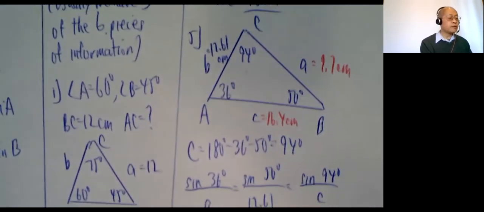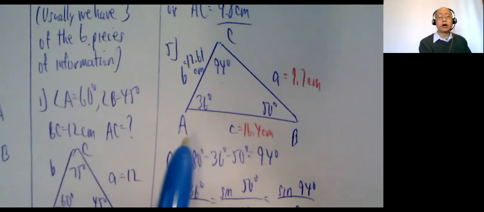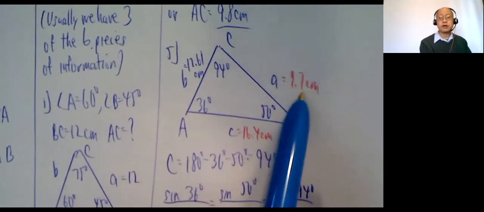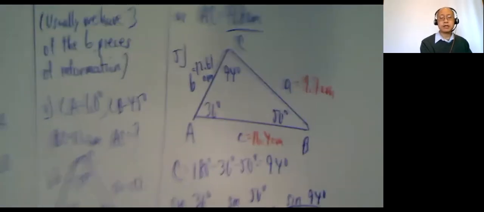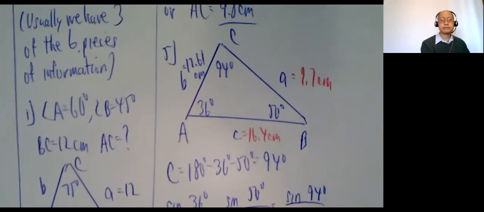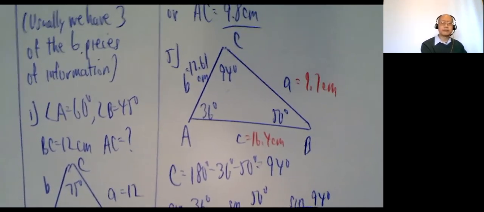So this is called solving the triangle. You find all the sides and all the angles. I now have all the sides, 12.61, 9.7, 16.4, and I have all the angles. So it's completely solved. Okay, the problem's finished, but I'm going to dig a little bit deeper.